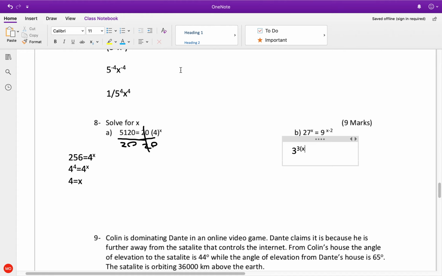But we also have the x up there. It's not gone anywhere, so we're going to write it in there. Equals 3 to the power of 2, and we still have x minus 2 up here. Then we have base 3, we drop the bases, so we go 3x equals 2 times x minus 2, which is going to equal 3x equals 2x minus 4. We have to make sure we distribute the 2 to both terms, so now we have 3x minus 2x equals negative 4, which leaves x equal to negative 4.